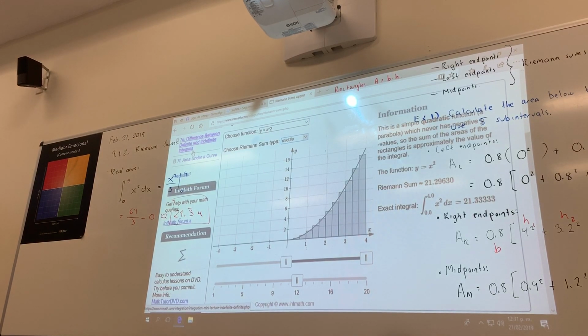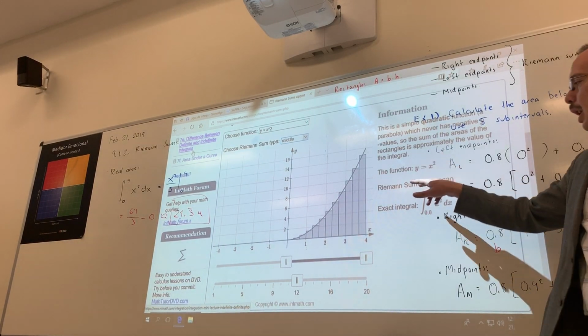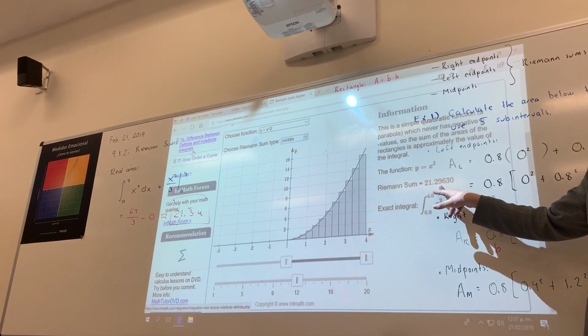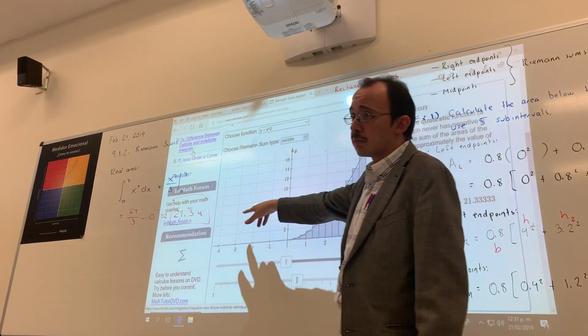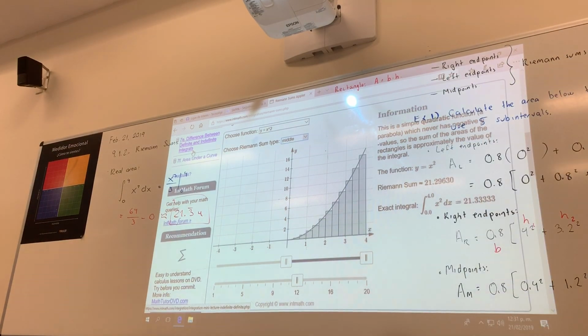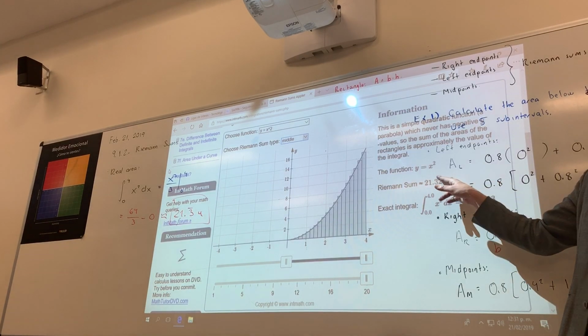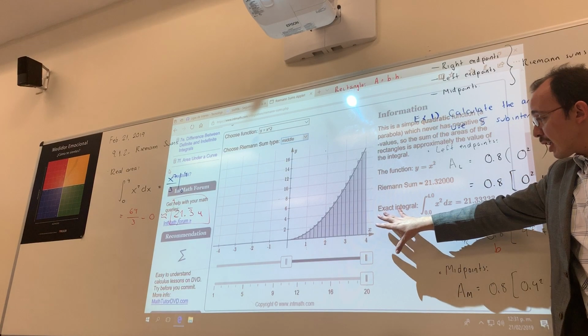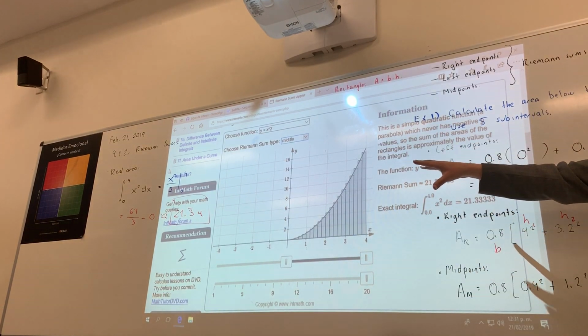12 rectangles. According to this applet, the Riemann sum gives you 21.29, which is closer to the real one. If I give you more rectangles, let's say 20, what happens? 21.32. Okay? So, how do we relate this one with the integral? Easy.